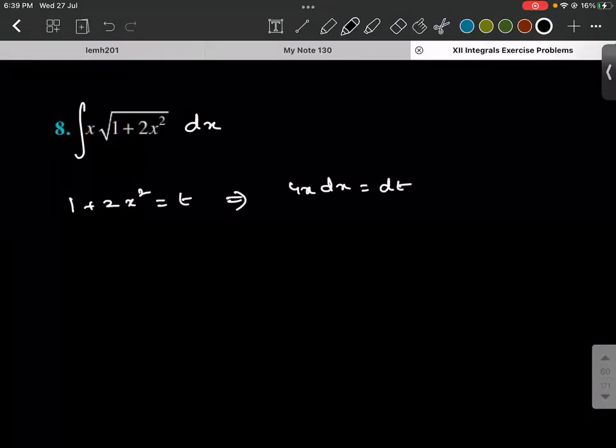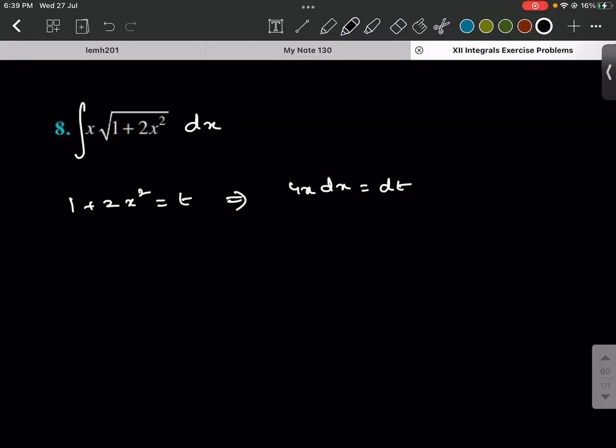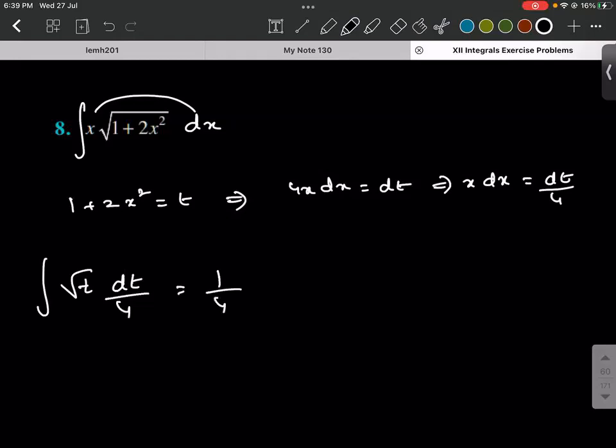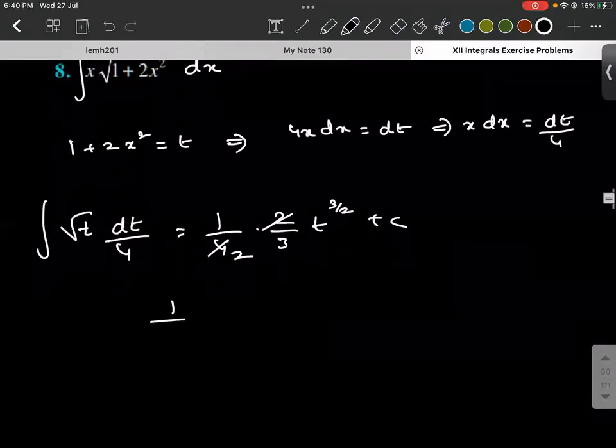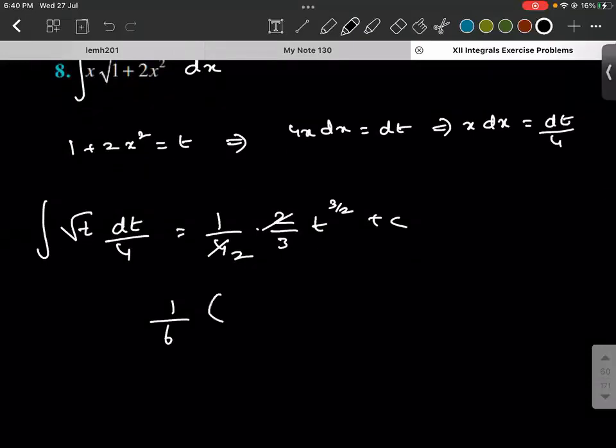So I just took it as t, so that I can get x dx is equal to dt by 4. So x into dx, I'll write it as dt by 4. Then I'll have square root of t into dt by 4, which is 1 by 4 into t power half. Integrating gives 2 by 3 into t power 3 by 2 plus c. This will cancel, 6 times, 2 times. So 1 by 6 into 1 plus 2x square, the whole power 3 by 2 plus c. Check if this is right. Did you understand what I did?